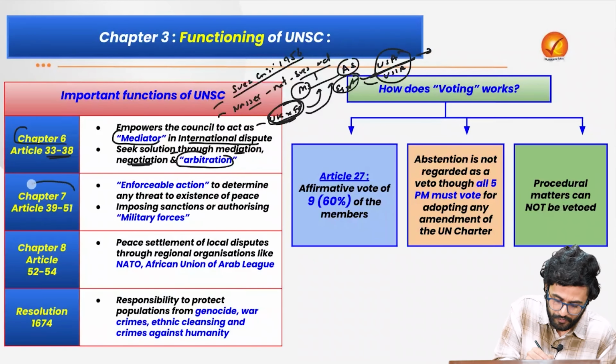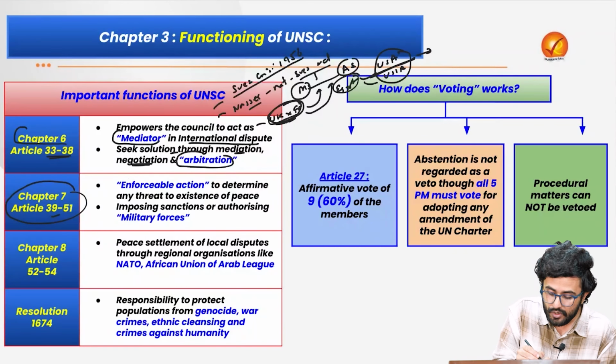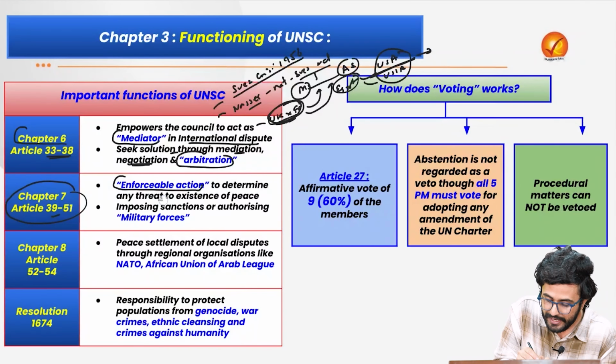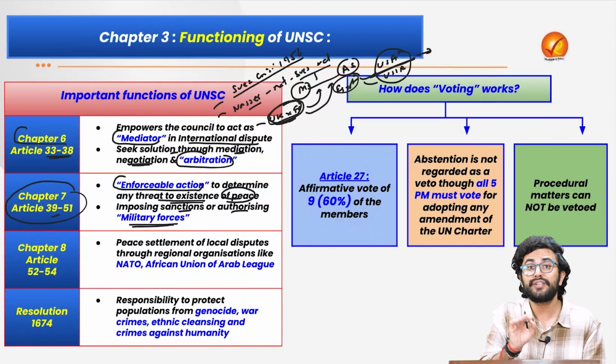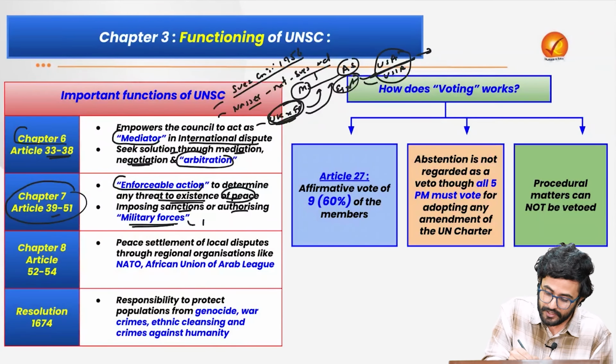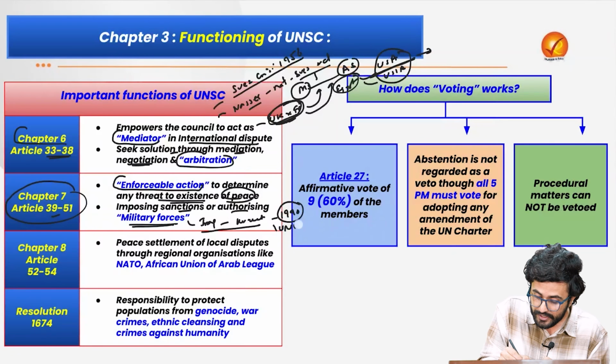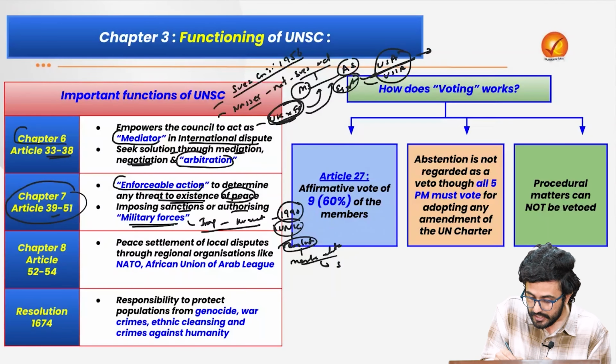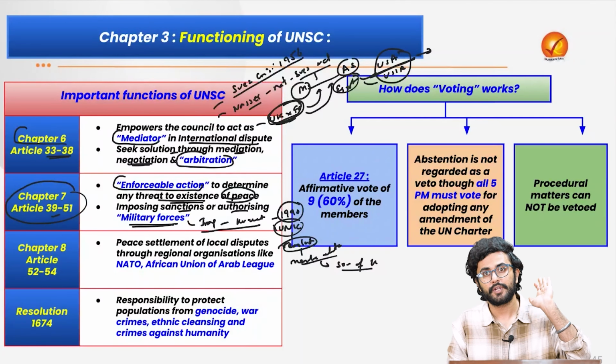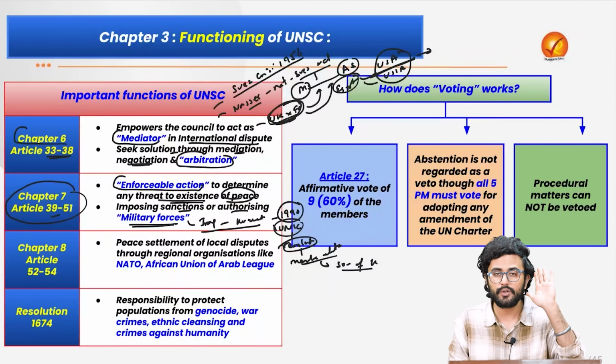Then Chapter 7, from Article 39 to 51, calls for enforceable action to deal with any threat to the existence of peace, by imposing sanctions or authorizing military force, as was done when Iraq invaded Kuwait during the first Gulf War in 1990. The United Nations Security Council passed a resolution which gave the member states the power to restore the sovereignty of Kuwait by all means possible. If you have to go to war with Iraq, you can completely go.